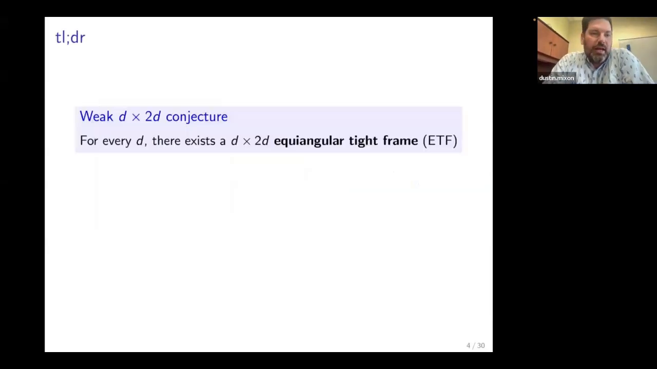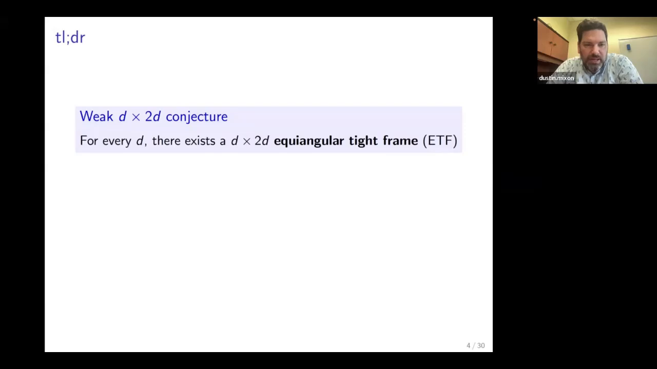The problem that we're going to be looking at is really a conjecture. It's still a problem. I haven't solved it. Joey and John haven't solved it. It's the D by 2D conjecture. In this form, this is the weak form. This is just saying that for every D, there exists a D by 2D matrix called an equiangular tight frame. And we'll tell you what that means in a bit.